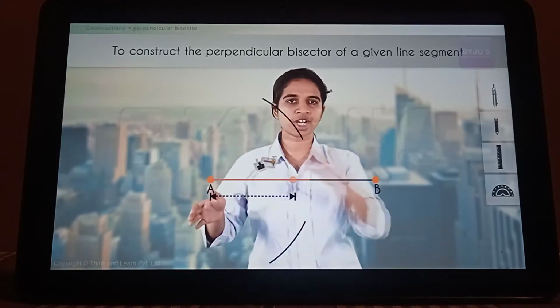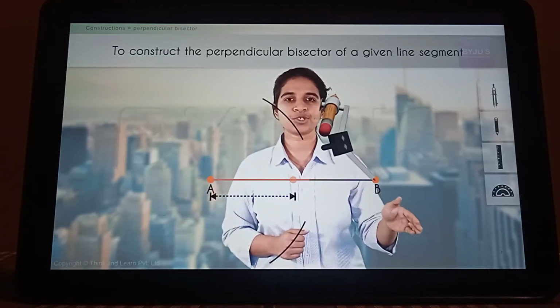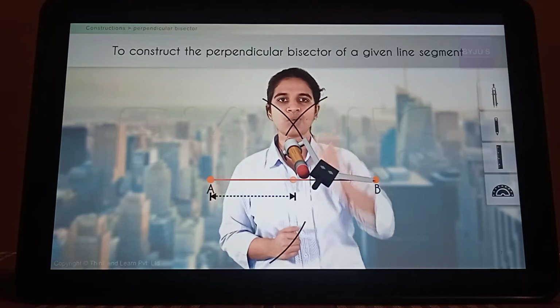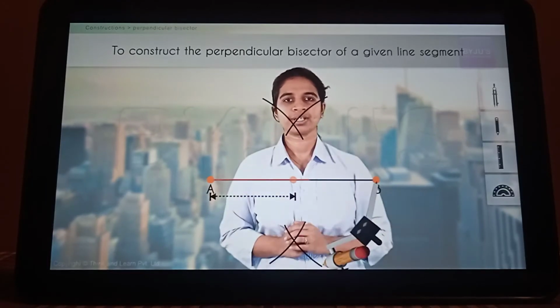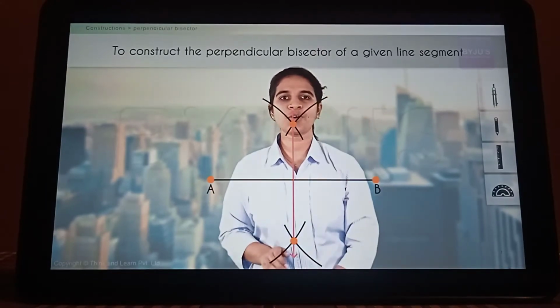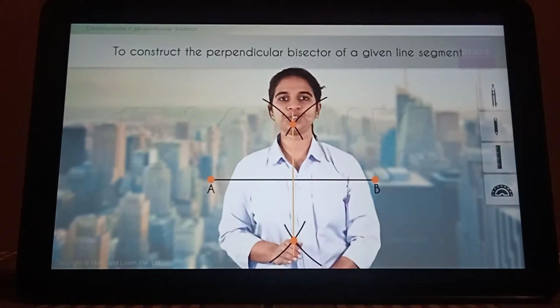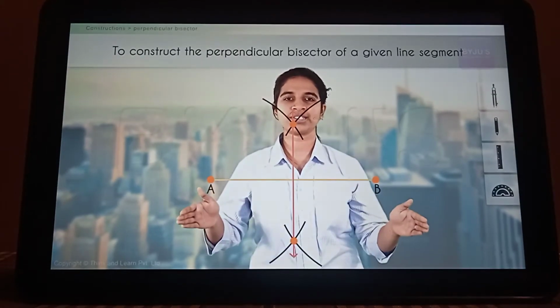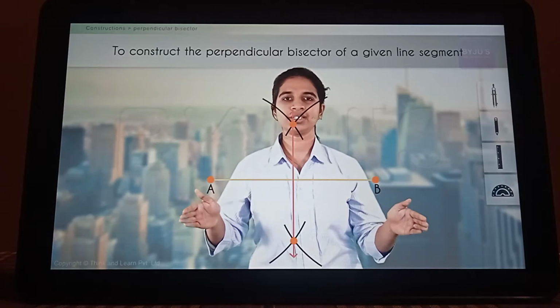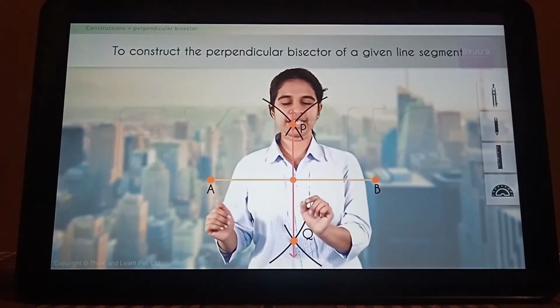Now move the point of the compass to B. Again draw 2 arcs, one on the top, one below. Now you have 2 points. Join the 2 points. This line passing through these 2 points is going to be the perpendicular bisector of segment AB. We can call these P and Q and this point as M.